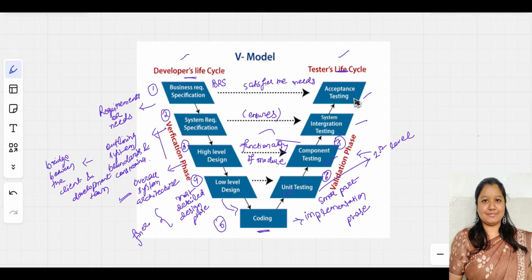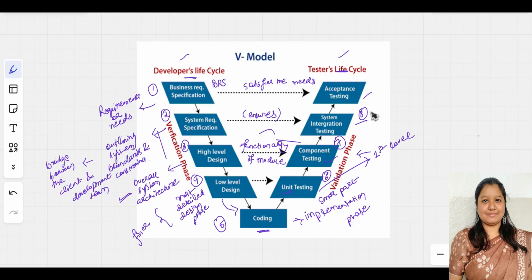So next, moving on to the second last phase, which is known as system integration testing. Here, all the components are integrated into a complete system. So single element, group of elements, now the entire system. During system integration testing, all the components are integrated to form a complete system.